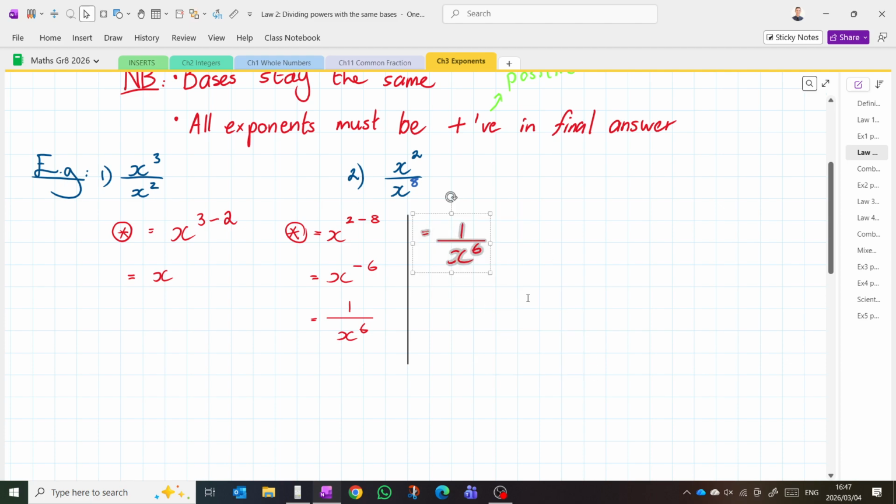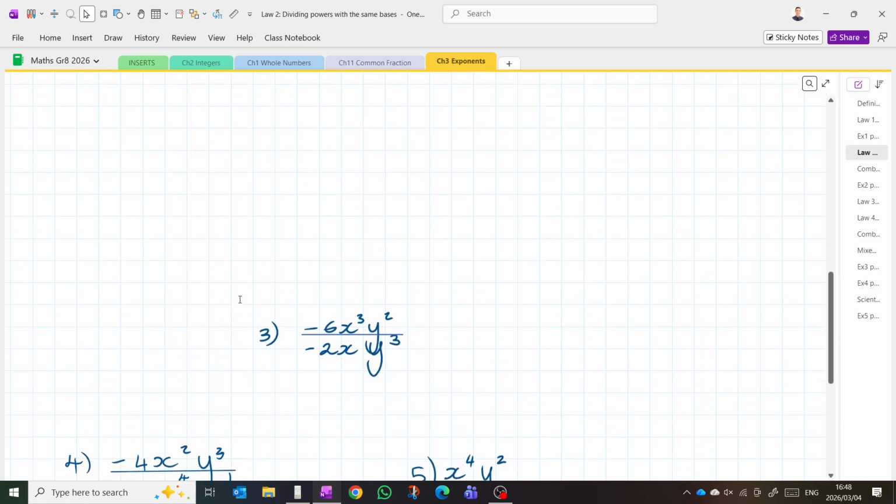Okay, so this is a different way of looking at it. You could have done the same here. Larger power is on top, subtract the smaller from the larger. 3 minus 2 is 1, and my answer is in the numerator. So it still works. Okay, let's see, I've got 6 examples.